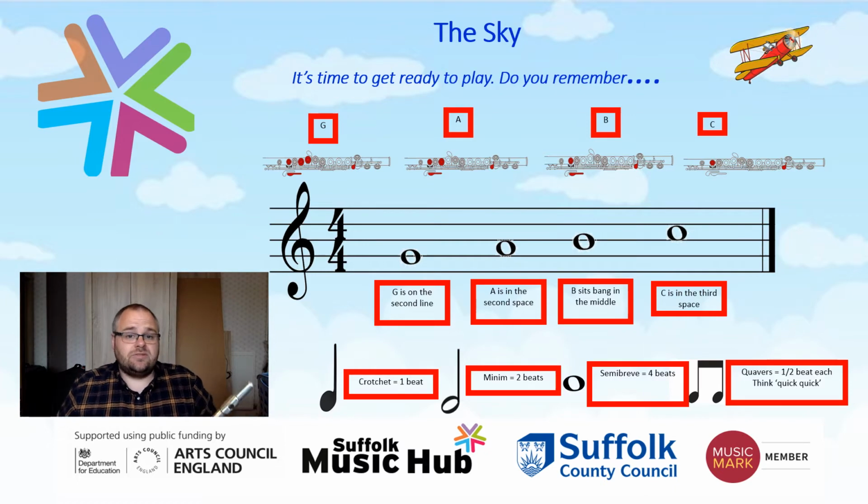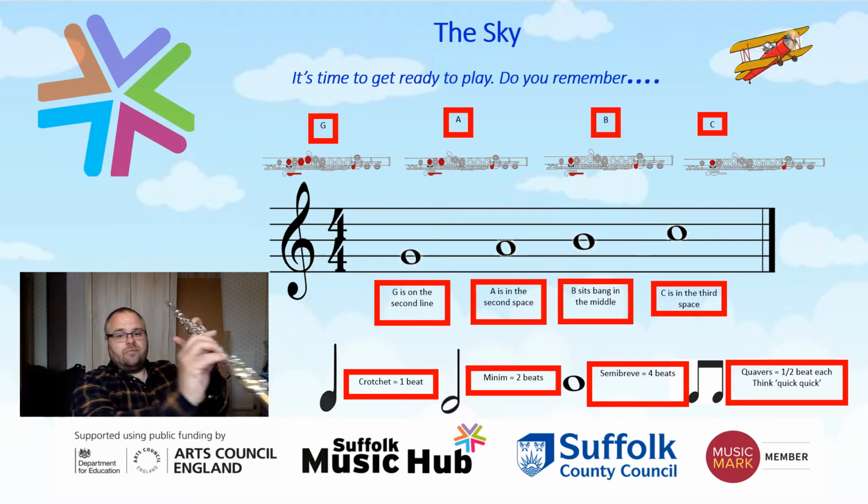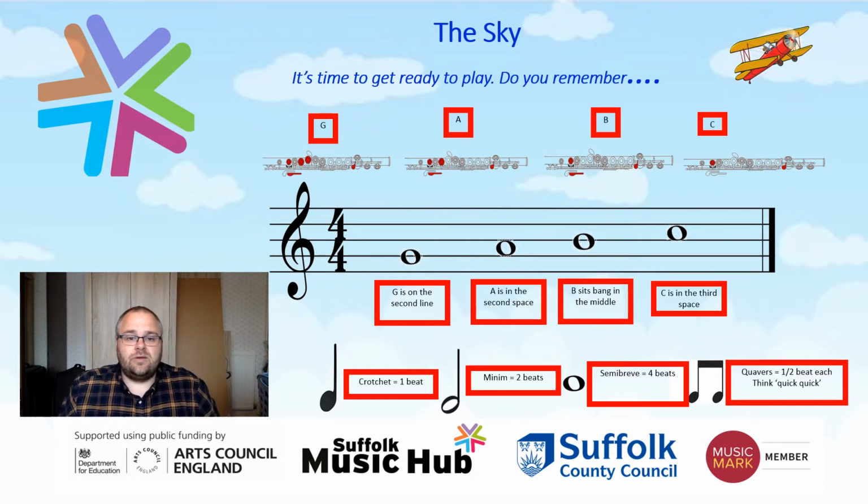Let's think about the notes we were also using in the sky. We were using 4 notes: G, A, B, and C. Remember C, we do not need the thumb on the back. Pause the video and look at the picture on the slide. Make sure you know how to read your 4 notes and also the rhythms used in the sky: crotchets, minims, semibreves and quavers.